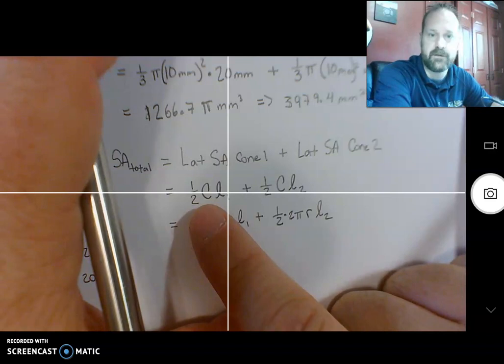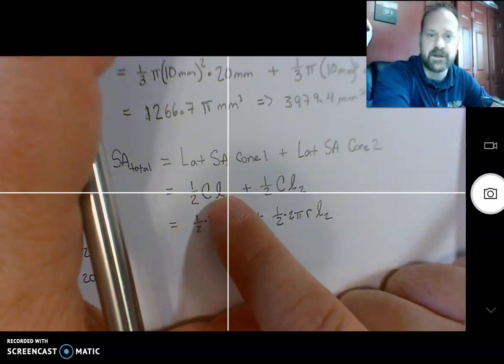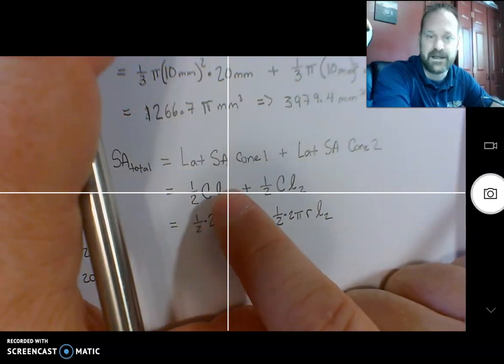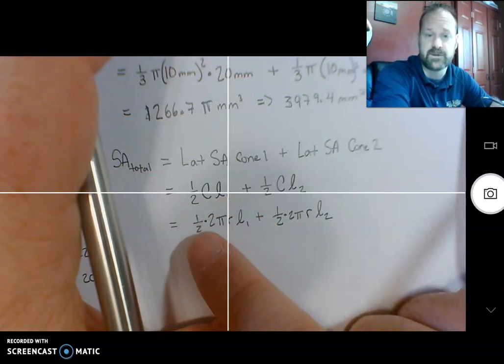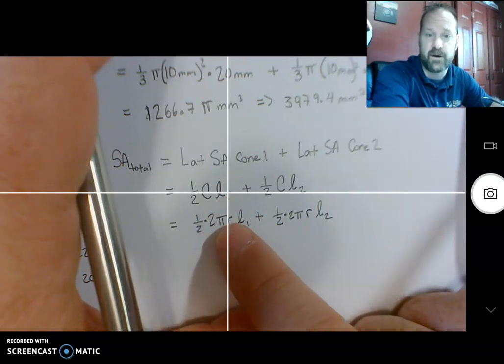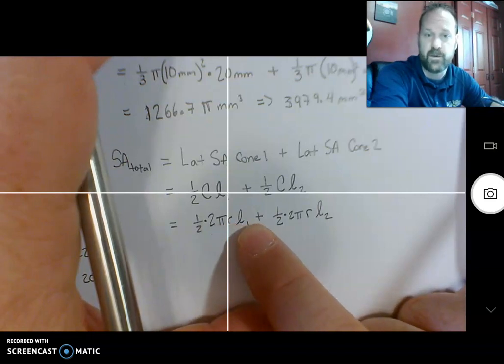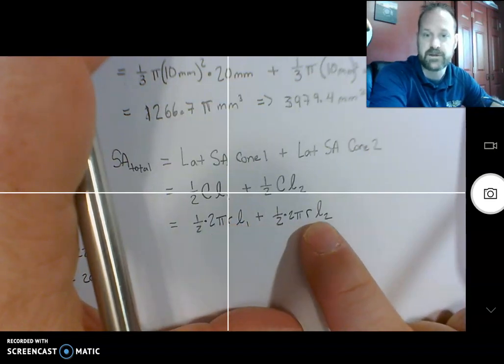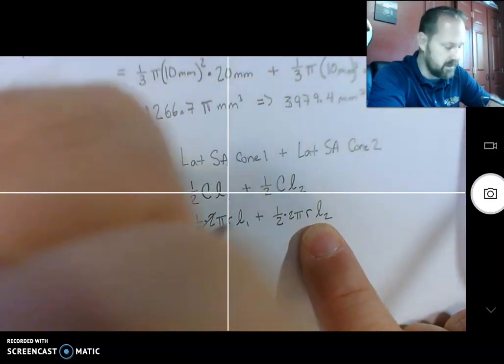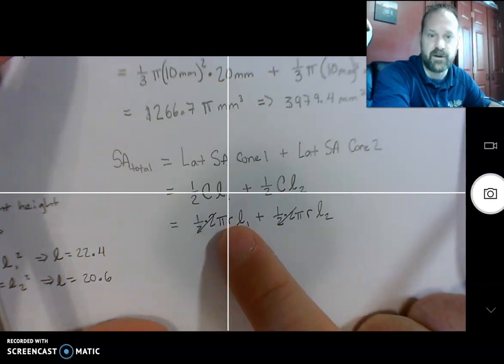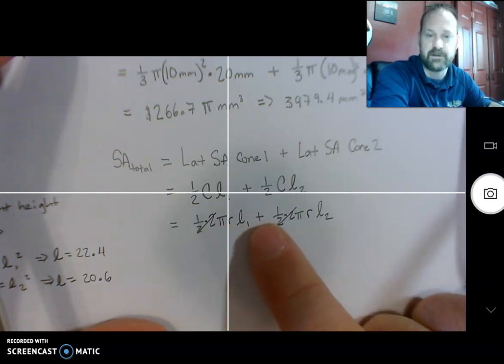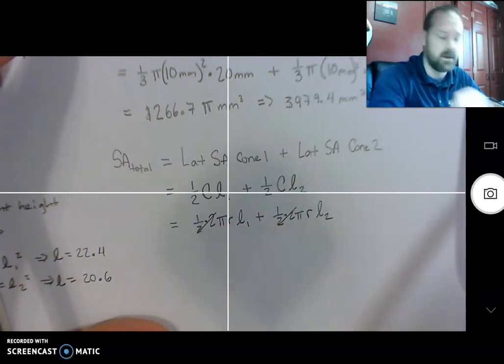Remember, surface area of a cone is 1/2 circumference times the slant height. Guys, on the quiz that we just took, several of you used the height that was given and not the slant height. So I broke this down to 1/2 times 2 pi r, that's circumference, times L1 plus 1/2 times 2 pi r times L2. The equation can simplify to pi r L because the 1/2 times 2 goes bye-bye.